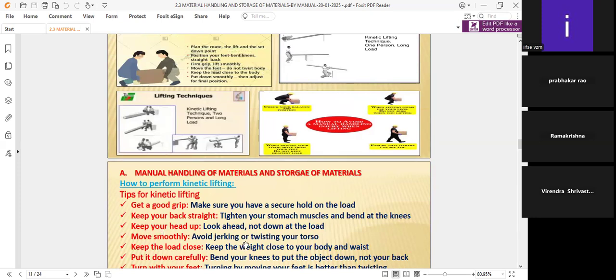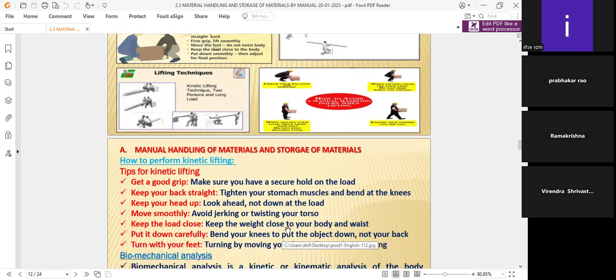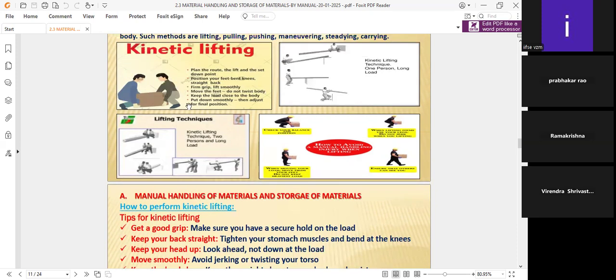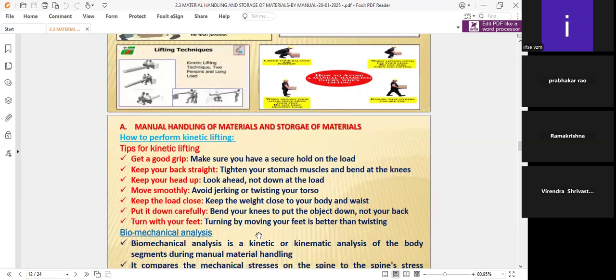Keep your head up. That means the head will not be low. Look ahead, not down at the load. Because everybody is seeing only the surface of the load. No, you have to look up, and thereby the load strain will not happen. Move smoothly, and avoid jerking or twisting.